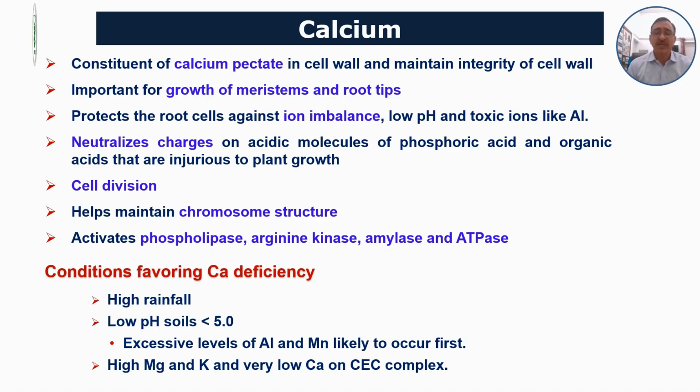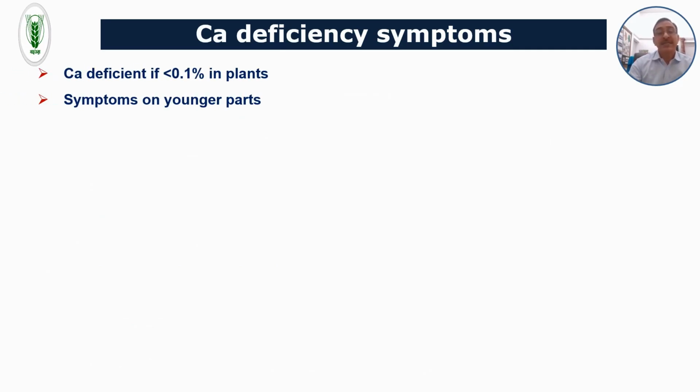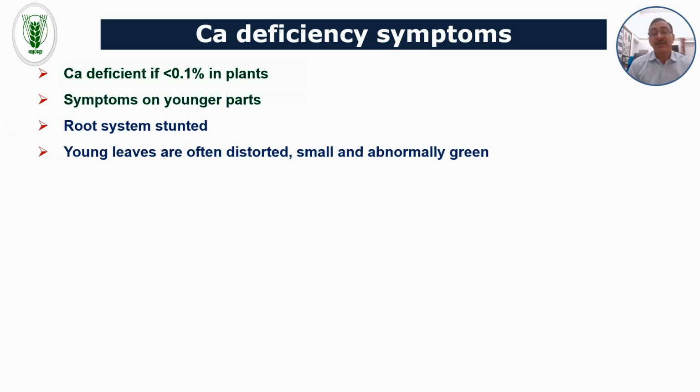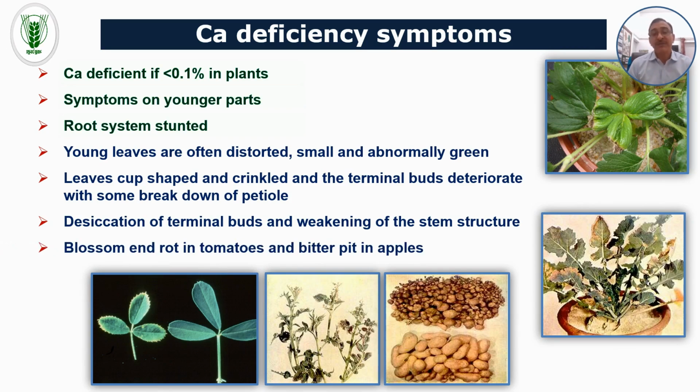And similar to potassium, the deficiency of calcium also occurs in soil where there is a high rainfall area, low soil pH, and a high amount of magnesium and potassium sometimes lowers the calcium in the soil system. So when we talk of the deficiency, as I said, this is very important for cell wall formation. Calcium is a constituent as calcium pectate. So whenever this cell wall is not turgid, then the leaves cannot maintain their shape. So deformity of the plants is the major symptom with calcium.